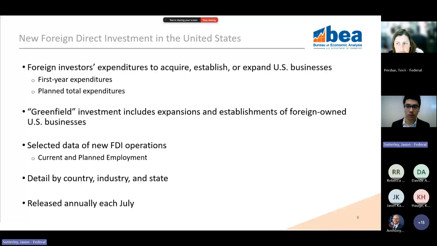When we say greenfield investment, we're referring to expansions and establishments of foreign-owned U.S. businesses. The new foreign investment data also includes selected activities, such as current and planned employment. And the data are offered in detail by country, industry, and state, and are released annually each July.